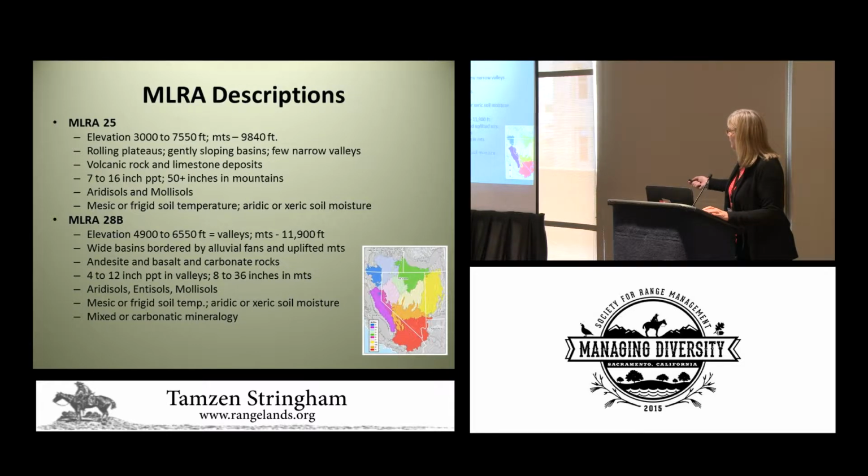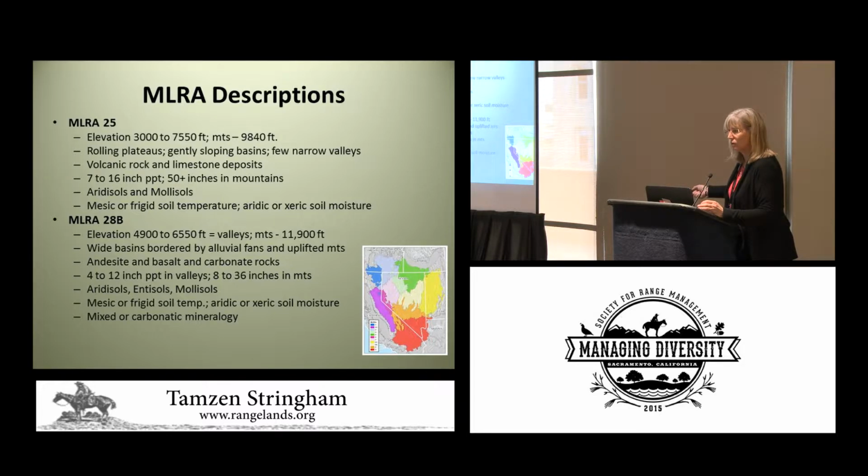9840 in the mountains. We don't have that lake influence in 25. That's a major difference. Volcanic rock and limestone deposits. We're getting some limestone, particularly down here where it borders 28, down on this area. 7 to 16 inches, so a little bit wetter precip zone than 23 or 24, really. Aridisols and mollisols again. Mesic or frigid.